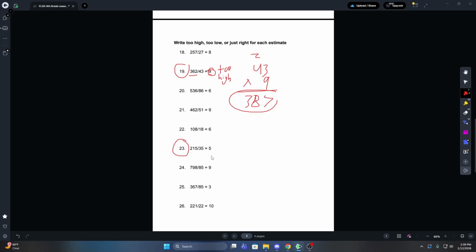So let's do one more, since this is relatively simple. Again, we're going to work in reverse. 235 times 5. 5 times 5, 25. 5 times 3, 15. Plus 2, 17. This number is smaller than 215, so this is too low.